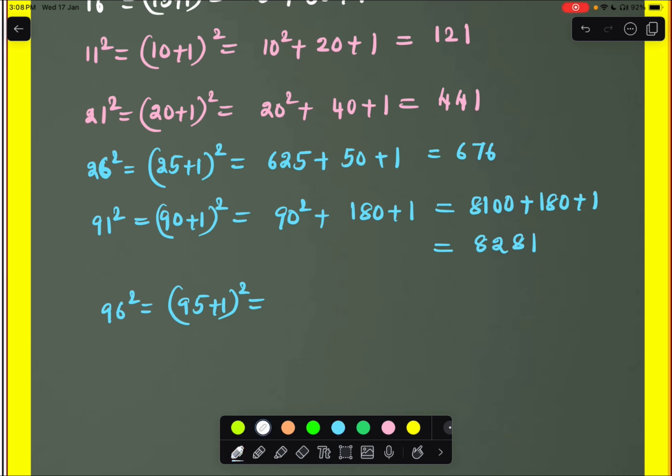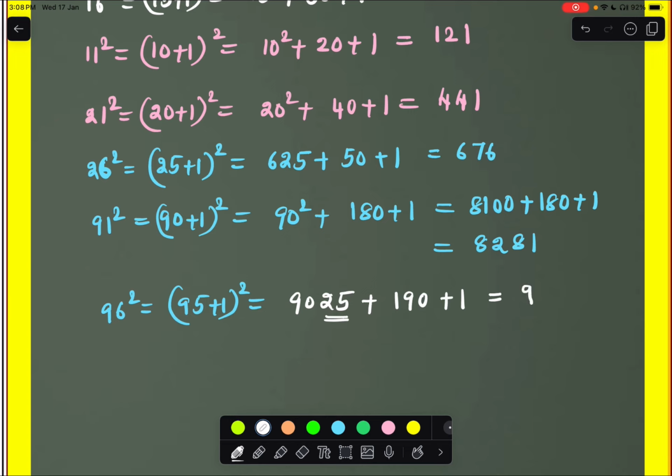95 square we learnt previously only. So 95 square equal to how much? We'll get 9025. If the square of a number ends with 5, its square always ends with 25. Multiply the other part of 5 by its next integer, so 9 into 10 will get 90. 9025 we'll get, and the 2ab value, 2 into 95 into 1, will get how much? We'll get 190 only, plus 1. So we'll add them.